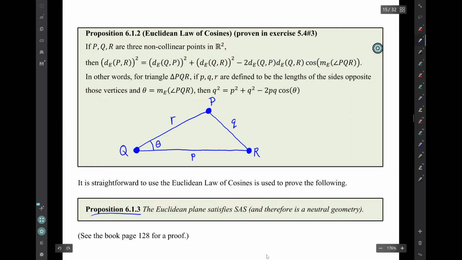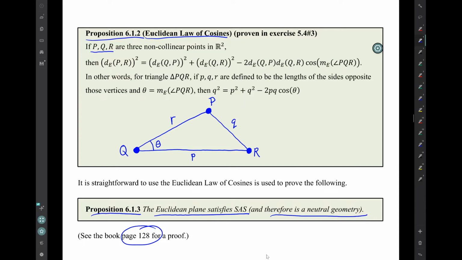In proposition 6.1.3, it's proven that the Euclidean plane satisfies the side-angle-side axiom, and therefore it's a neutral geometry. Now, that proof that's provided on page 128 uses the Euclidean Law of Cosines, which is presented just before that in proposition 6.1.2. It says this: if capital P, capital Q, and capital R are three non-collinear points in the Cartesian plane, then those three non-collinear points determine a triangle.